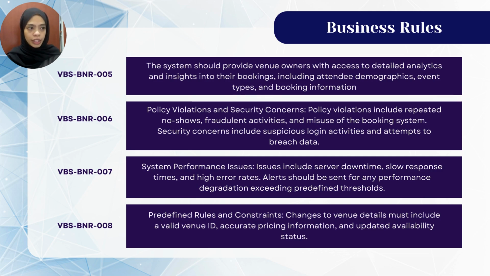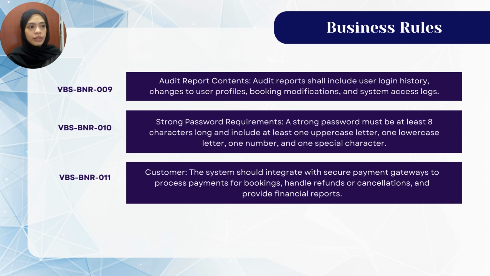Predefined rules and constraints. Changes to venue details must include the valid venue ID, accurate pricing information, and updated availability status. On the audit report content, the audit report shall include user login history, changes to user profile, booking modification, and system access log. On the strong password requirement, a strong password must be at least 8 characters long and include at least 1 uppercase letter, 1 lowercase letter, 1 number, and 1 special character.